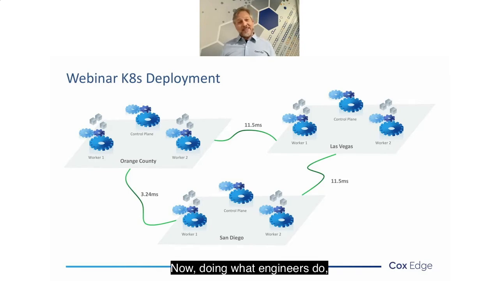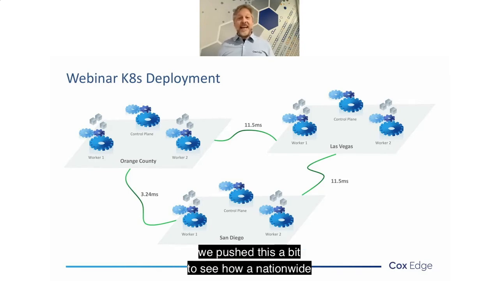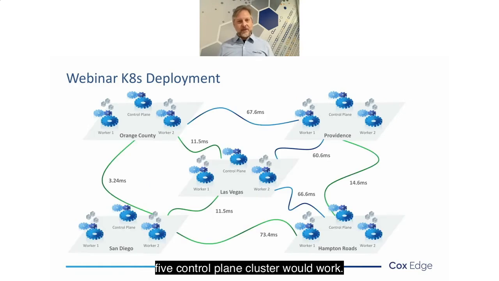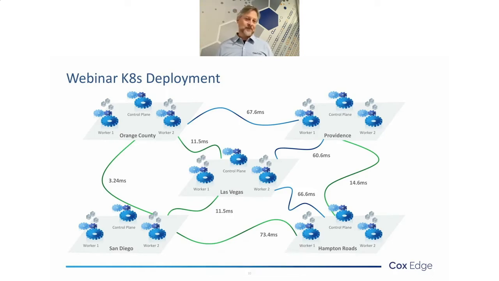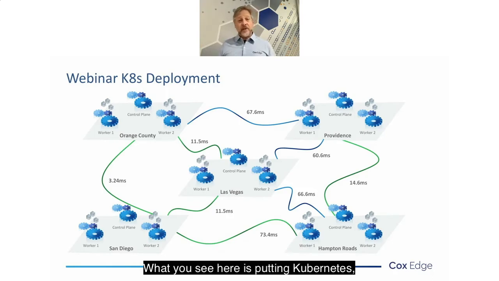Now, doing what engineers do, we pushed it a bit to see how a nationwide 5 control plane cluster would work. So we added 2 control plane nodes, one in Rhode Island and one in Virginia. We're pushing it a bit, going up to 74 milliseconds, but we still have a healthy coast-to-coast etcd, which is pretty cool. What you see here is putting Kubernetes and all of us using it into a new place.